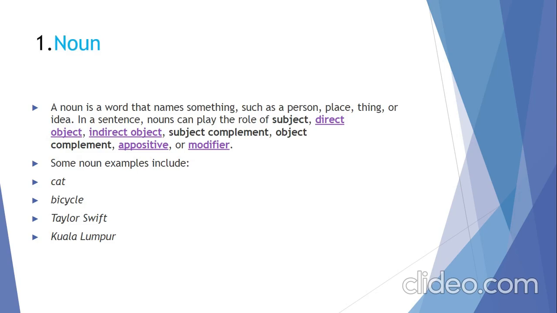One, noun. A noun is a word that names something such as a person, place, thing, or idea. In a sentence, nouns can play the role of subject, direct object, indirect object, complement, appositive, or modifier. Some noun examples include cat, bicycle, Taylor Swift, koala, loophole.